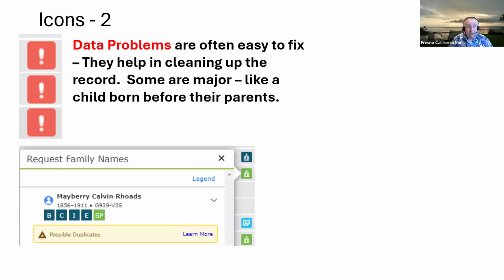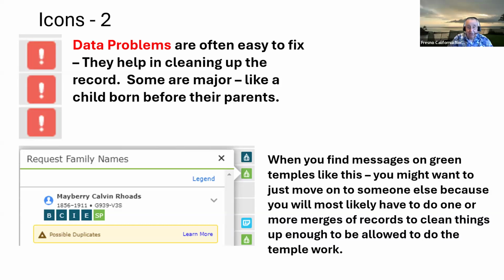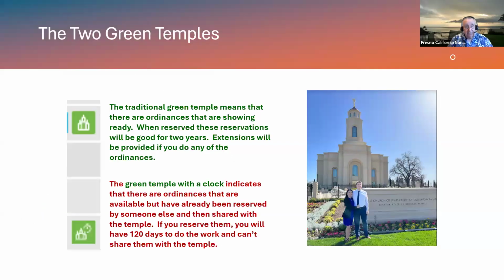And another thing that you may see when you go to somebody who has a green temple is the fact that there are duplicates that are needed. They will not let you reserve that ordinance until the duplicates are cleared up. So just be aware of that. Again, that could be a major issue. Okay, and you may just want to skip it because sometimes it's not a merge, it's a whole slew of merges that need to be done.